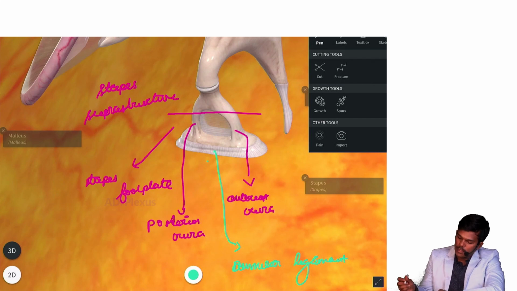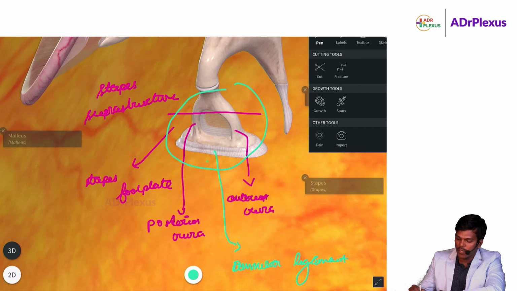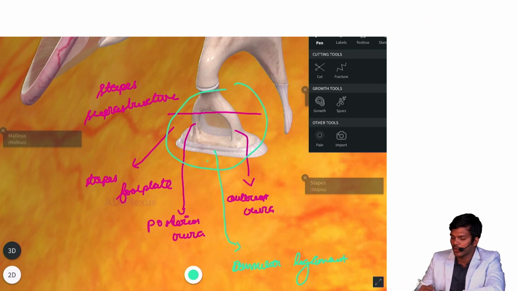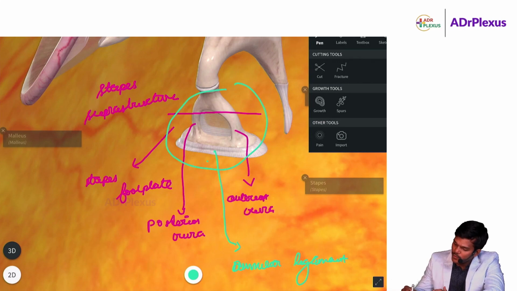So this stapes is the smallest bone in the body. It is having a suprastructure, it is having a foot plate. Foot plate is divided into anterior crura, posterior crura, then annular ligament it is having. Okay, so this is how a stapes has been divided. Clear? This foot plate of stapes will get attached to the oval window. Clear?